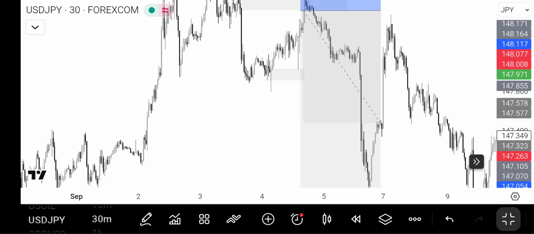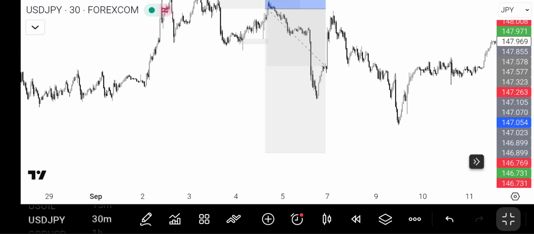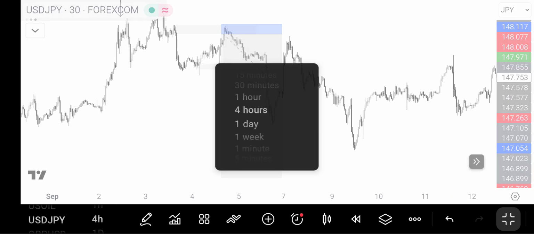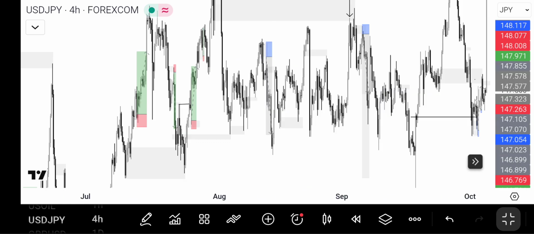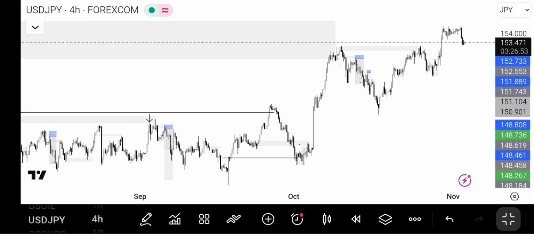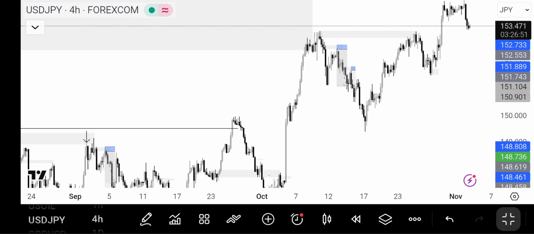You understand? So guys, do well to backtest. Before you start trading any pair, backtest. Check their bias. Check if they do fake outs.